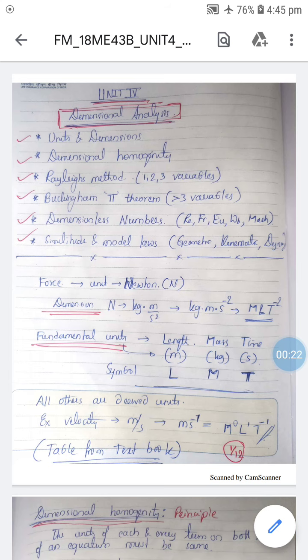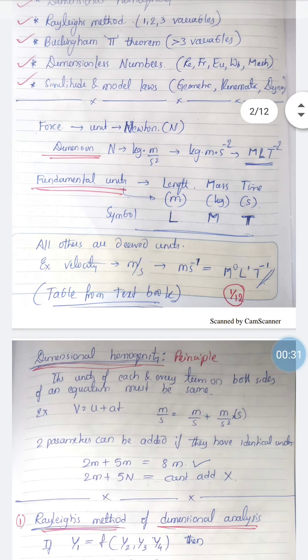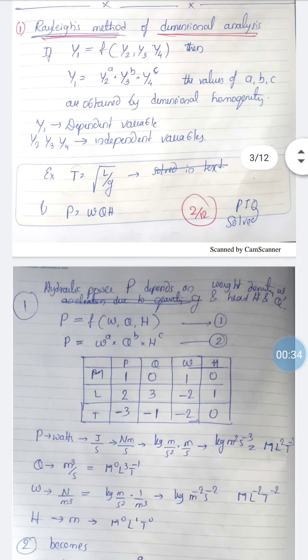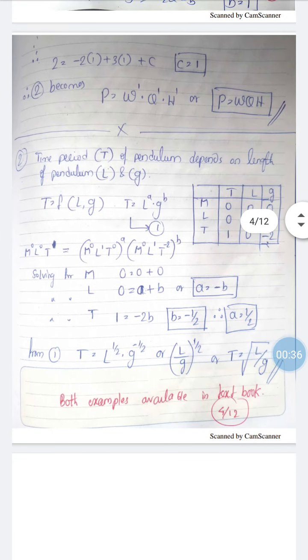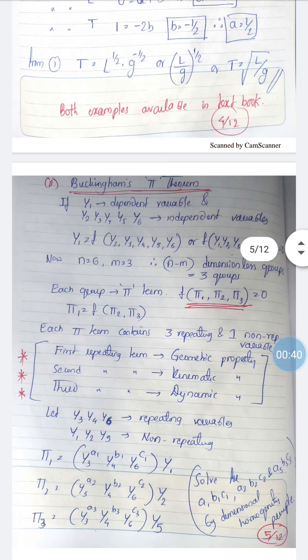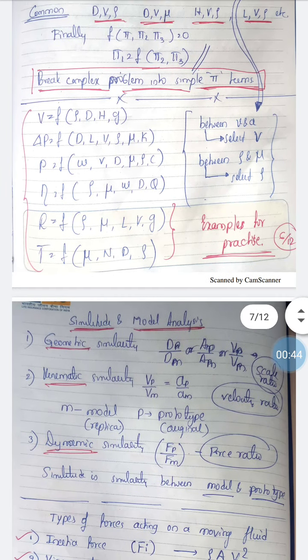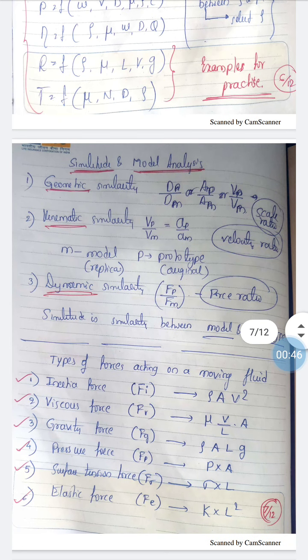Now, in this topic, we will discuss some examples on Buckingham's pi theorem. Also, we will understand what is similitude or model laws, as well as some dimensionless numbers. So, I will directly go into page number 6. Okay. Now, before we discuss Buckingham's pi theorem, here I have discussed similitude and model laws.